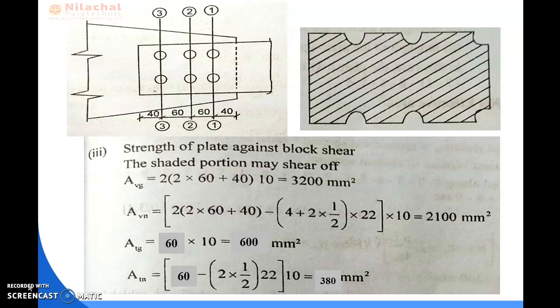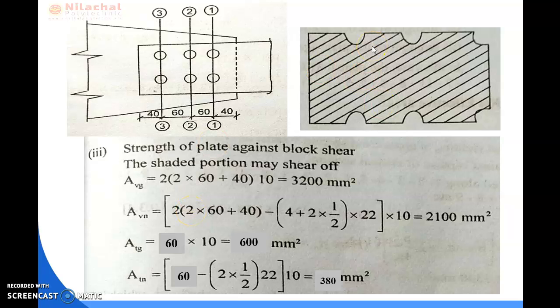So in the last class, we were calculating a numerical regarding strength of the tension member. So let us start from the block shear portion.